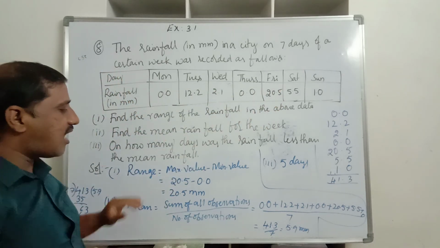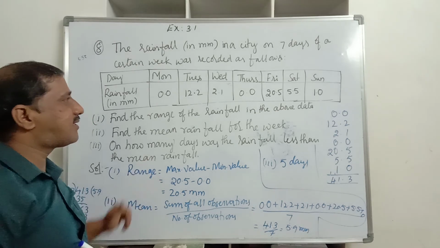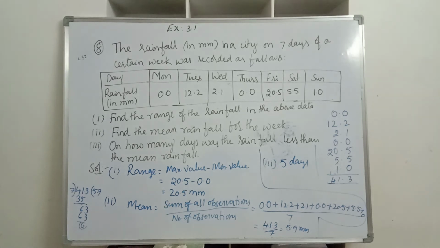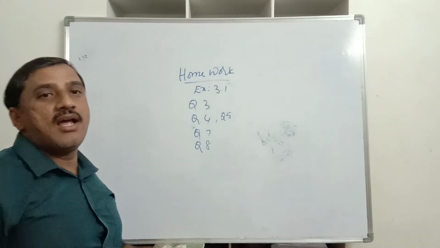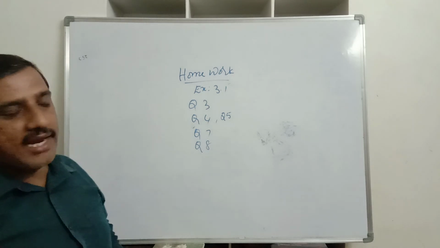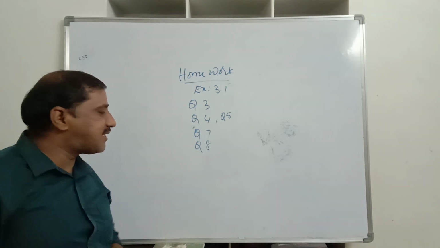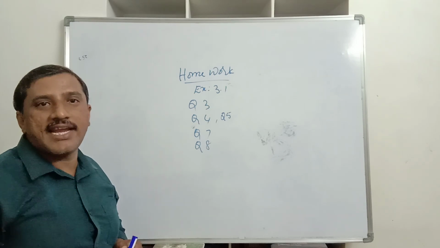Is it clear, children, how to find this mean and range? Yes, I hope so. I hope you understand today's concept, and the homework is exercise number 3.1, question number 3, 4, 5, question number 7, question number 8. Please complete the homework and thank you very much.